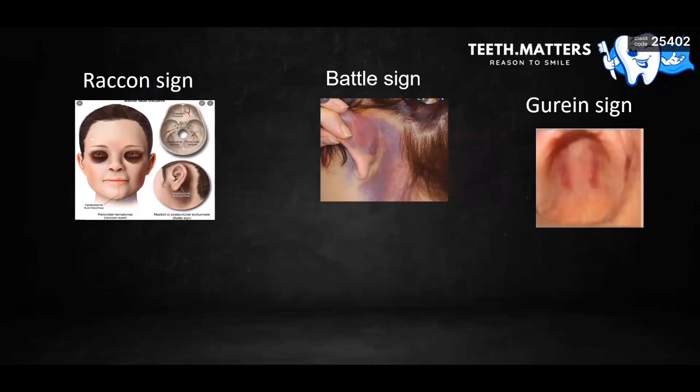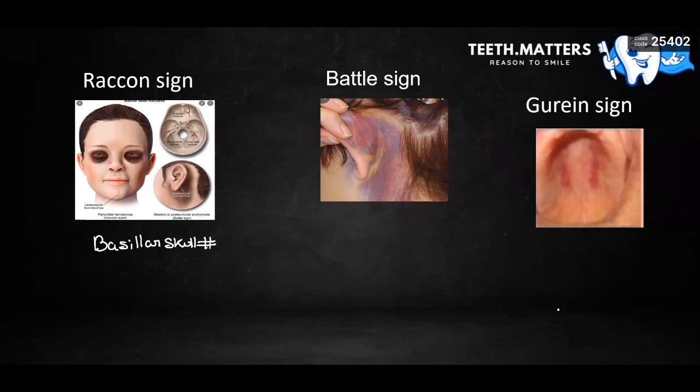Now, the raccoon sign. Raccoon sign is seen in basilar skull fracture. In this there is periorbital ecchymosis. It's not so clear in this figure, but there is also subconjunctival hemorrhage, which occurs secondary to blood dissecting from the disrupted skull base to the soft tissue of the periorbital region. Due to this, there is formation of subconjunctival hemorrhage.